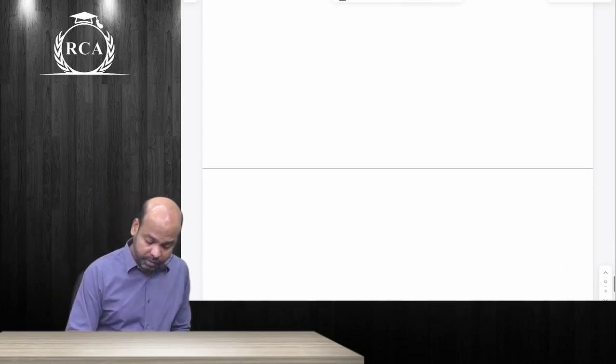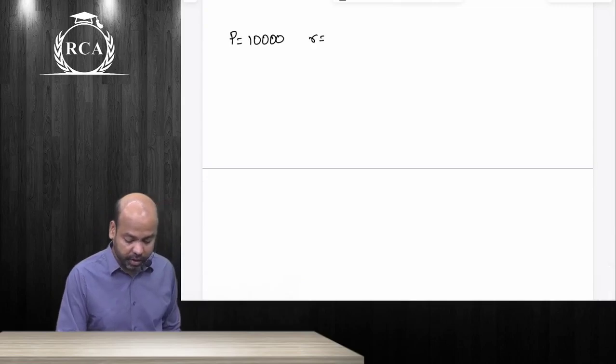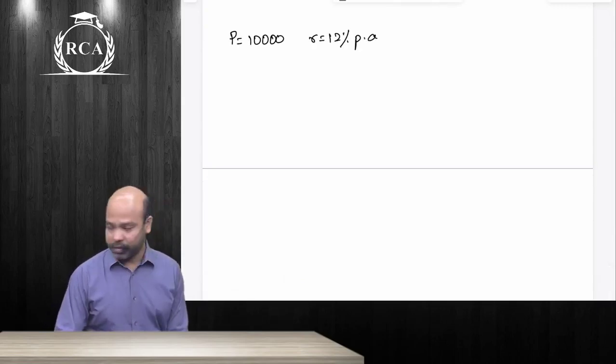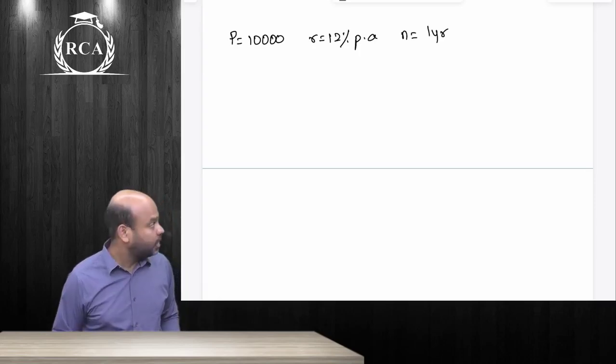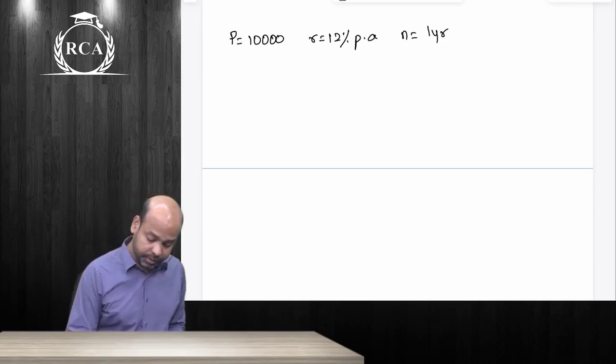उसके नीचे लिखो बेटा. If principal is 10,000, rate of interest is 12% per annum. Time period, beta, is say 1 year.